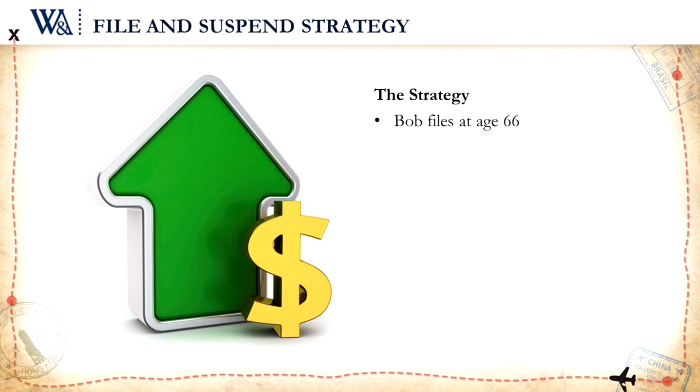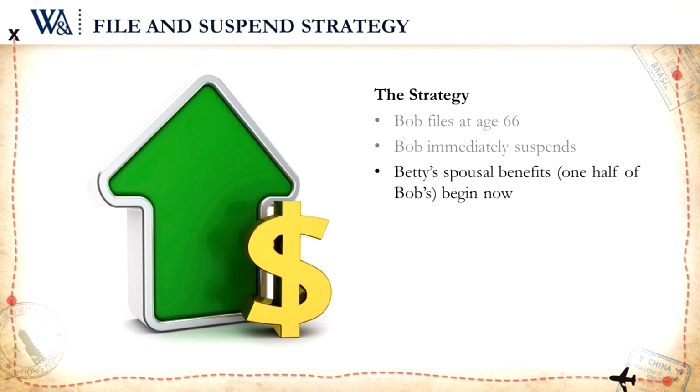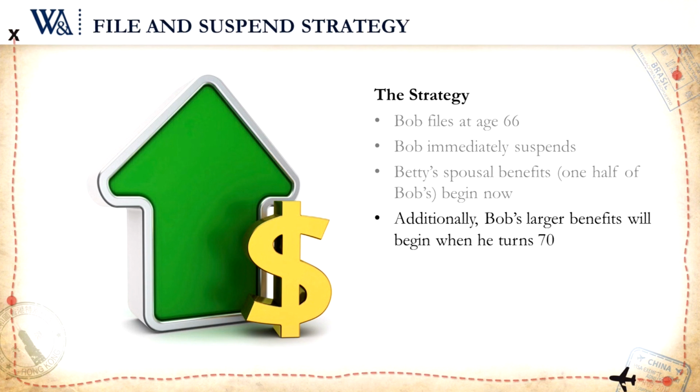So in this case, remember, Bob worked, Betty worked in the house. The strategy is Bob at age 66 will go in and file for his Social Security benefits. However, Bob will immediately suspend his benefits. By doing so, Bob is able to take advantage of the delayed credits that we talked about for the worker spouse. At that time, Betty can begin her spousal benefit. So starting at age 66, now she'll be able to earn 1/2 of Bob's Social Security benefit at age 66. And because Bob has waited, at age 70, when he starts taking his, he will get the larger benefit. So it's a win-win kind of situation.